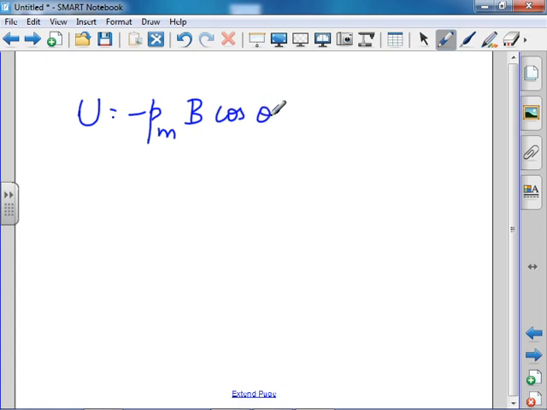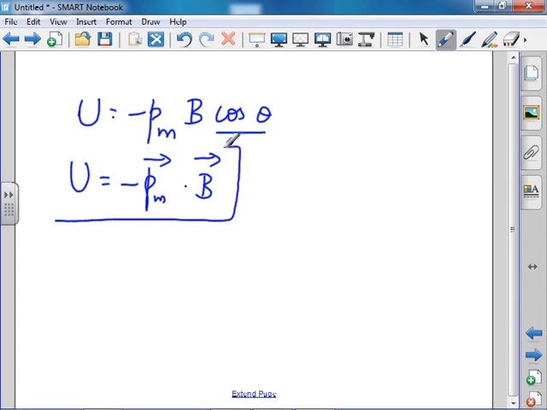And it is the term cos theta. What does cos theta mean? It is a dot product of two vectors. So it is written as minus Pm vector dot B vector. It is a dot product of two vectors. So this is the expression for potential energy.